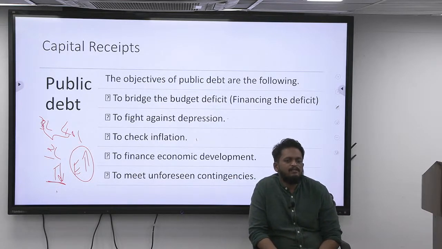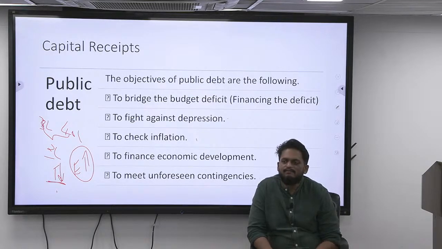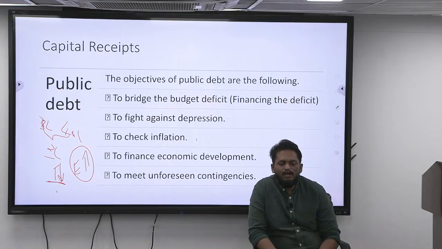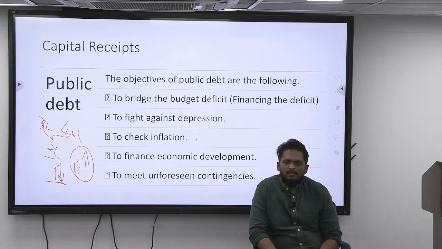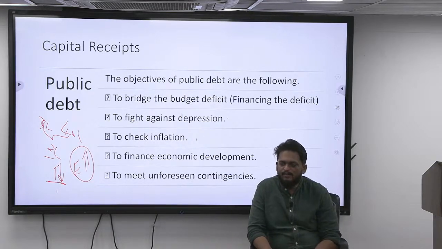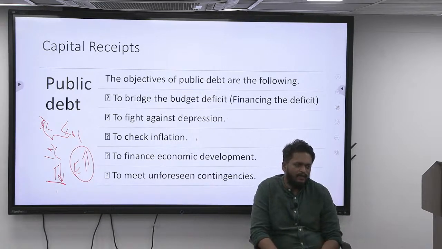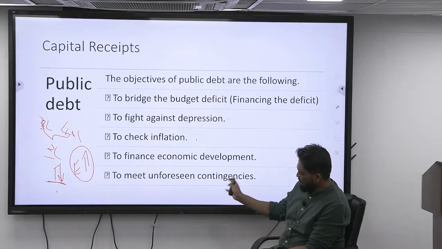Unforeseen contingency means some sort of natural disaster, or something like COVID. We had the Bhuj earthquake long back in Gujarat, or a tsunami or something like this. If it happens, like the Uttarakhand floods, we have to spend more money. At that point we may not immediately have a huge amount of cash with the government. We will take an immediate loan and spend the money. Later we will try to resolve the situation and pay back the loan. So this is meeting unforeseen contingencies.